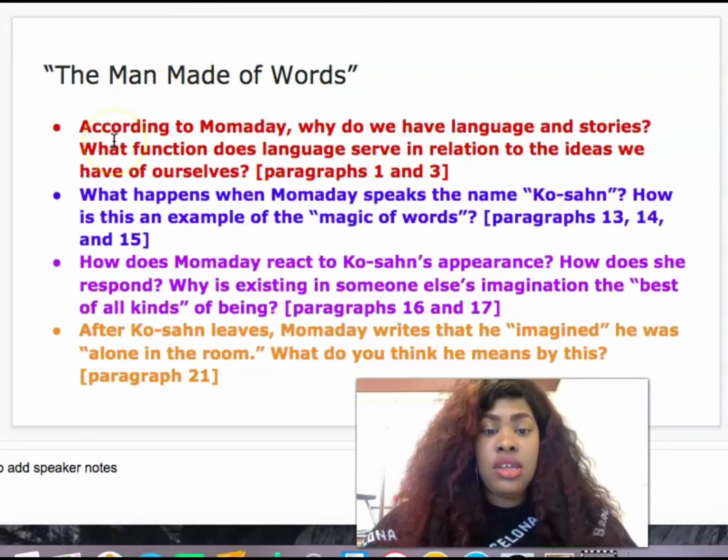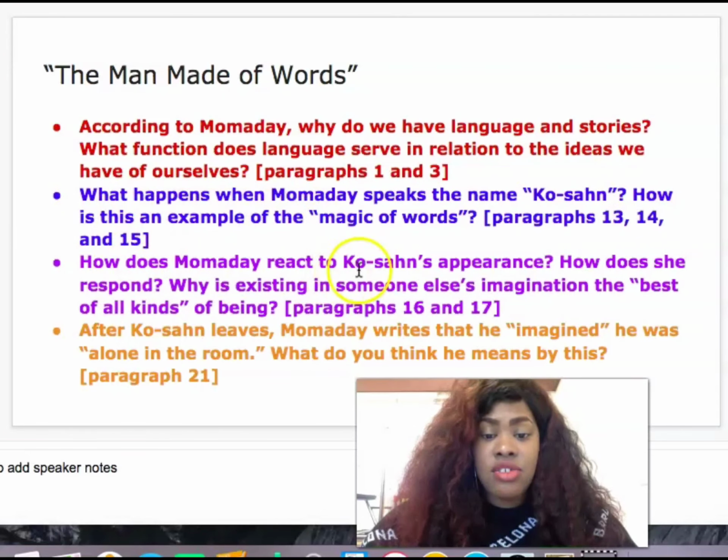The first question is, according to Momaday, why do we have language in stories? What function does language serve in relation to the ideas we have of ourselves? This is paragraphs 1 and 3. What happens when Momaday speaks the name Kope-ta-ah? How is this an example of the magic of words? Paragraphs 13, 14, and 15 is where you will find the answer to this.